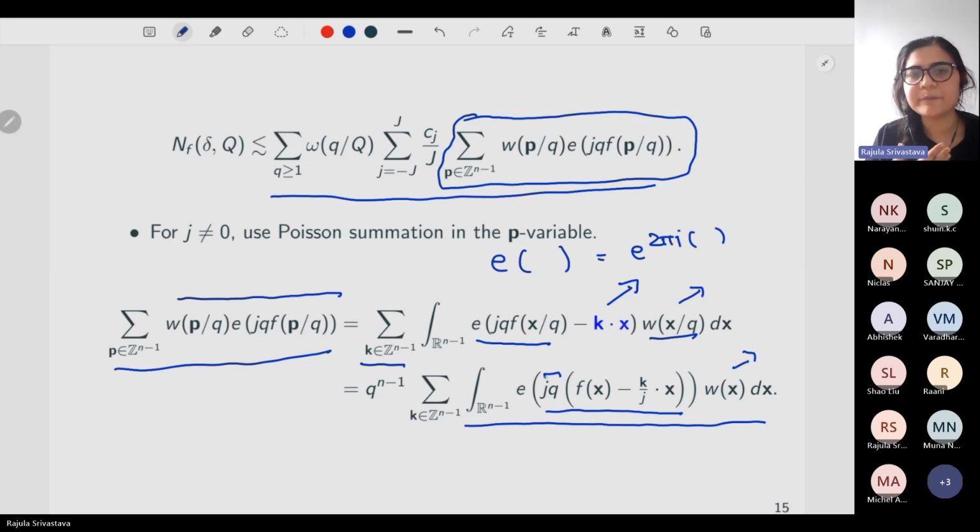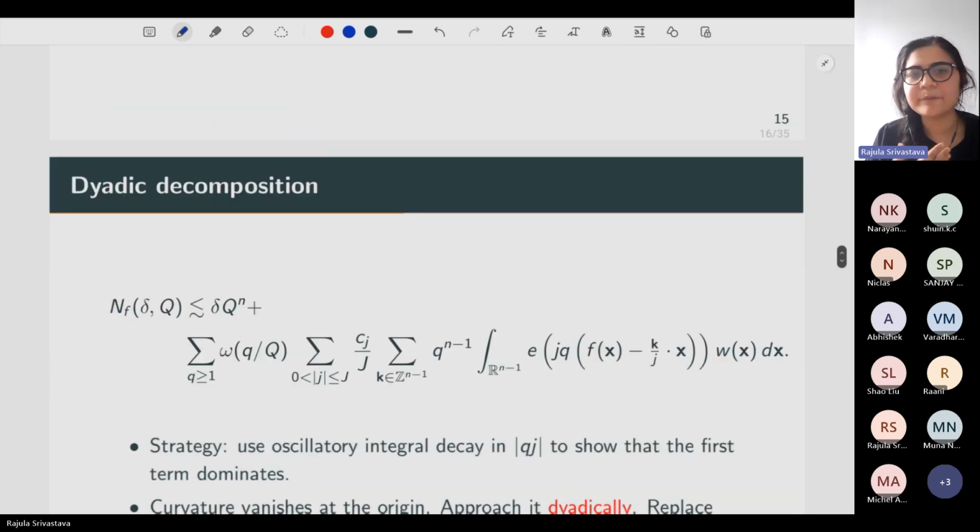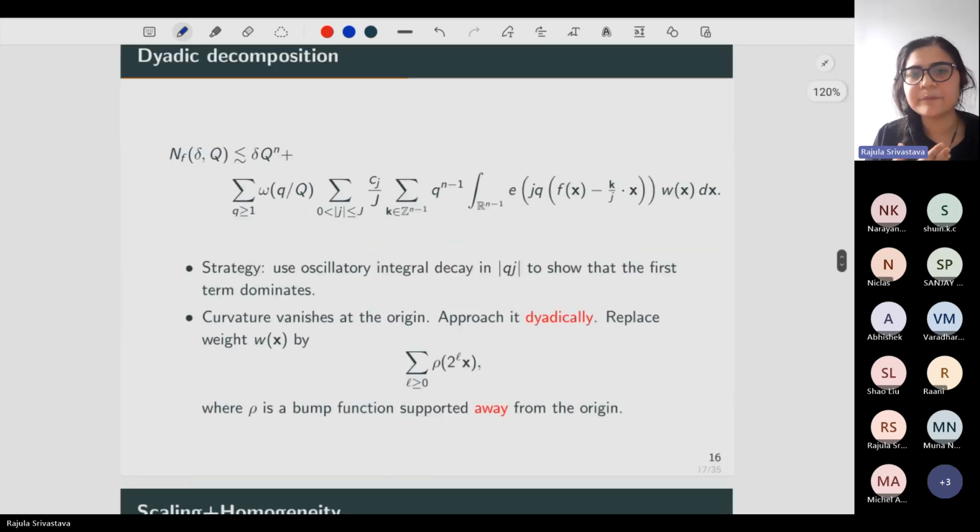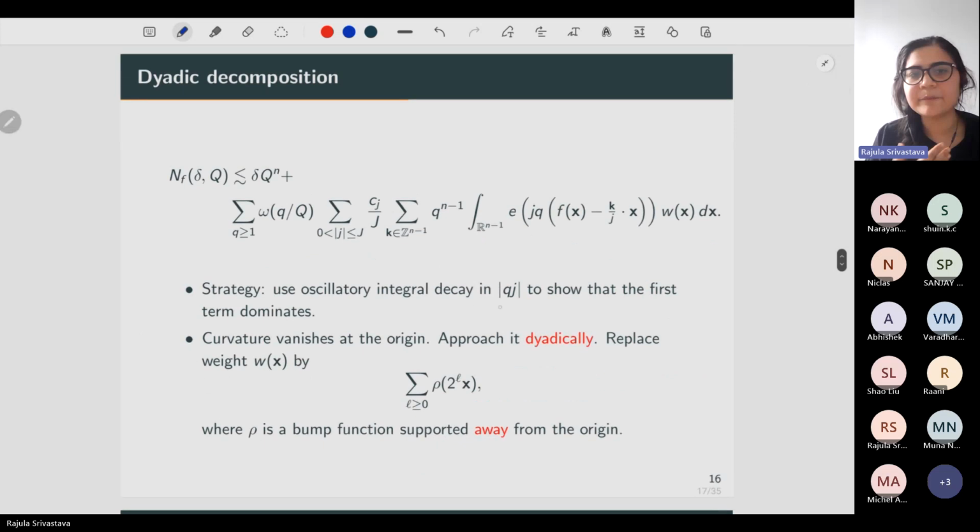If you follow Stein, this is what Stein would call lambda in his oscillatory integral. And the idea now is to exploit this cancellation to get some decay in this factor q times j, so that we can show that the rest of the terms over here don't contribute that much. It's the first term which dominates. Except, for us, we have to be careful. We know there is a problem point here, the point where the Hessian vanishes, which is the origin. But the decay that you get from an oscillatory integral really depends on whether the derivatives vanish or not.